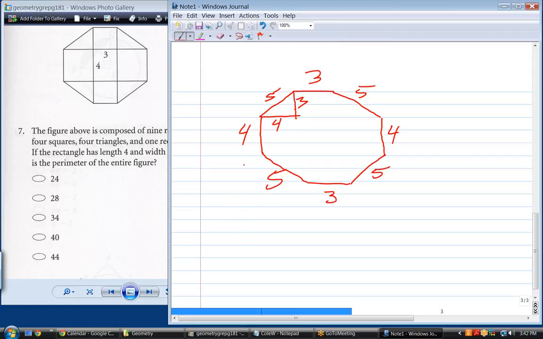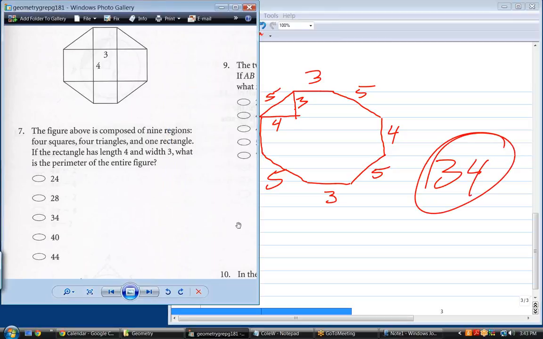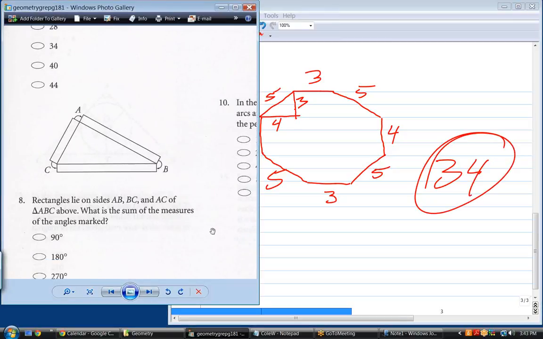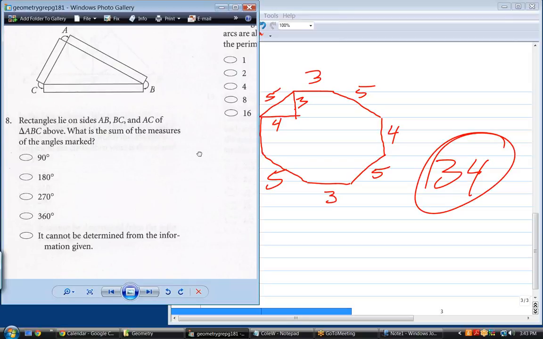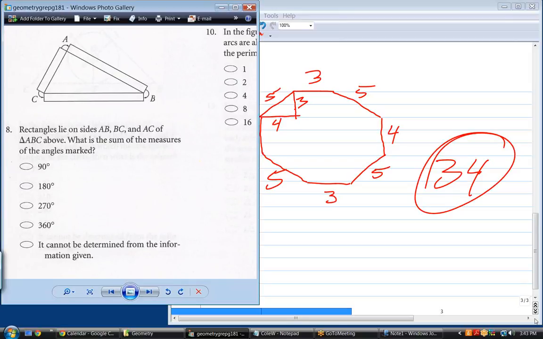So now we have what? We have 12, 26, and 8. There's your perimeter. Oh, this one looks like a nice one.